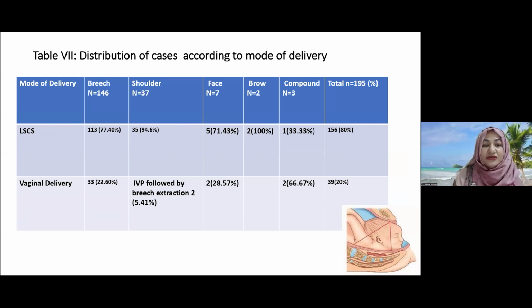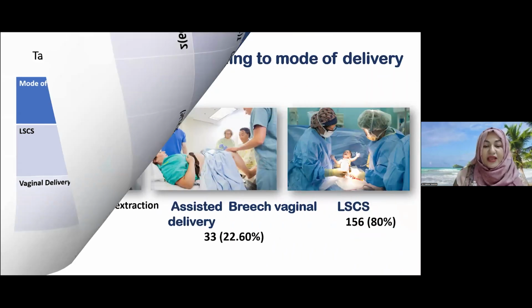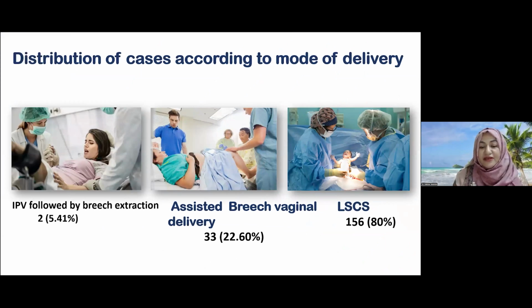Now, distribution of the cases according to mode of delivery in table 7. In my study, lower segment cesarean section occurred in 80% and vaginal delivery in 20%. Assisted vaginal delivery in my study was 22.63%, and internal podalic version followed by breech extraction was 5.141%.